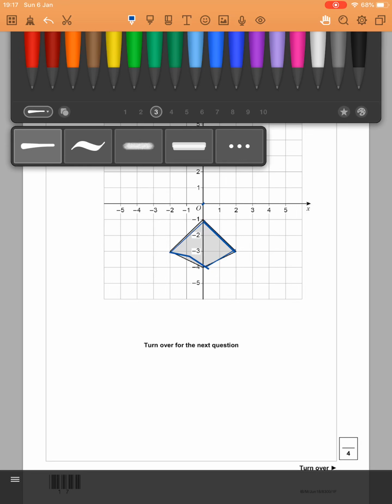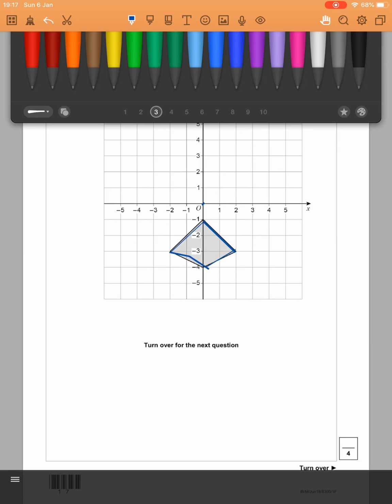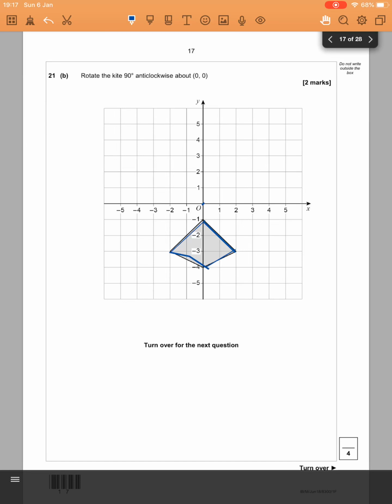Sorry. There we go, that's better. The centre of rotation we've been given, and you would now rotate your shape 90 degrees clockwise. So you would turn it 90 degrees this way, and that's where you would redraw your shape.